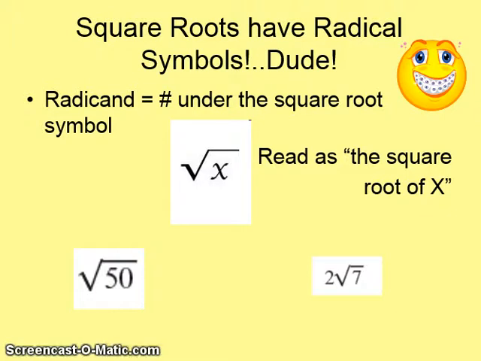Square roots have these things called radicals. That's the square root symbol that we're used to seeing. It's like a division symbol, but it's got an extra little check mark at the front. This is called a radical. The number or variable or value underneath the radical is called the radicand. This we would read as the square root of x. This one we'd read as the square root of 50. And this one would be read as 2 times the square root of 7.